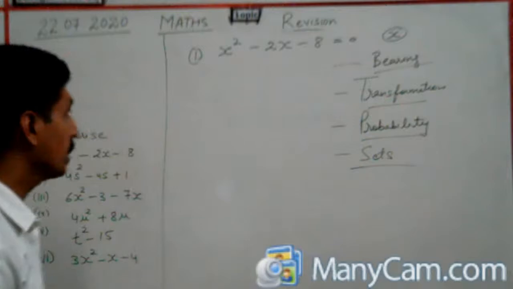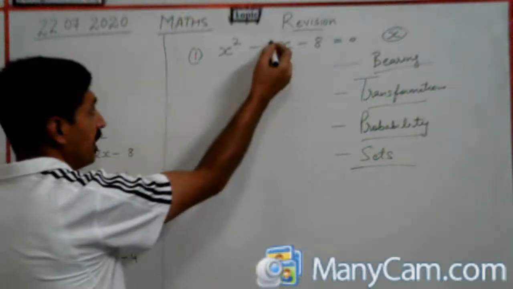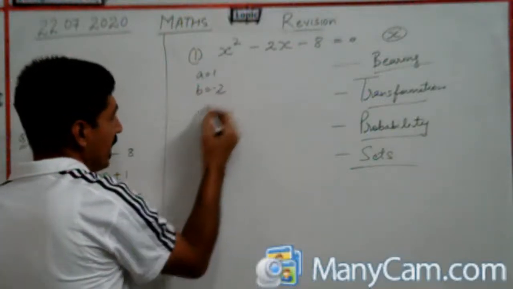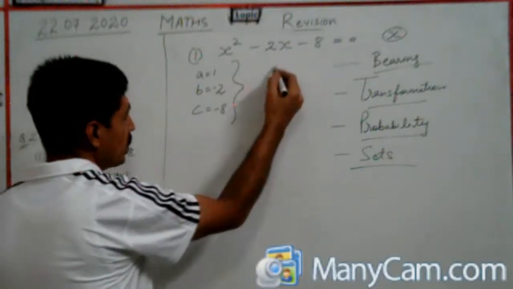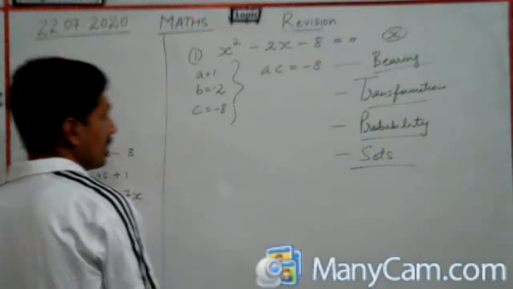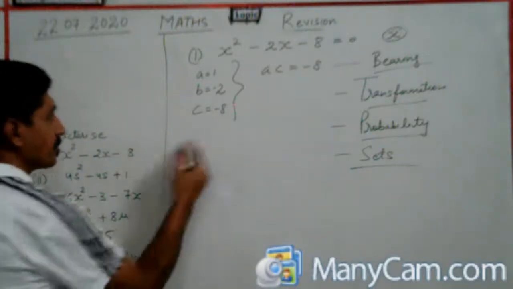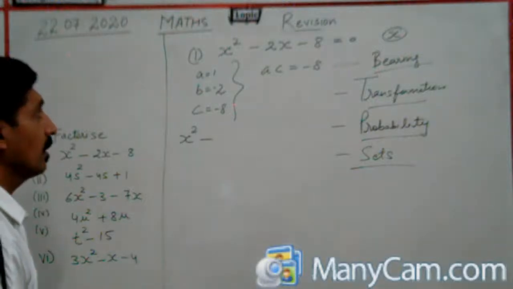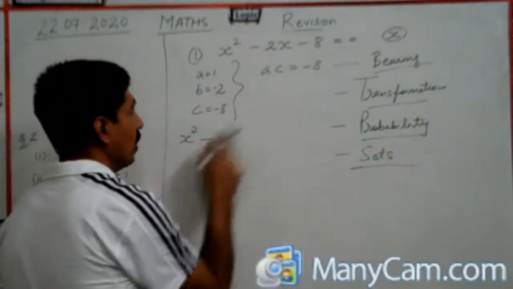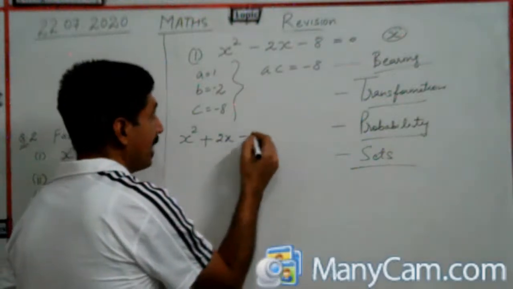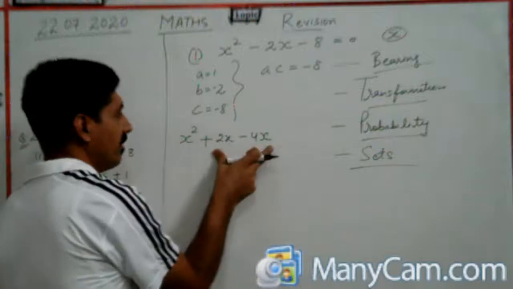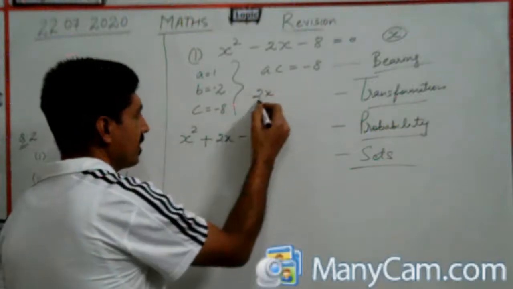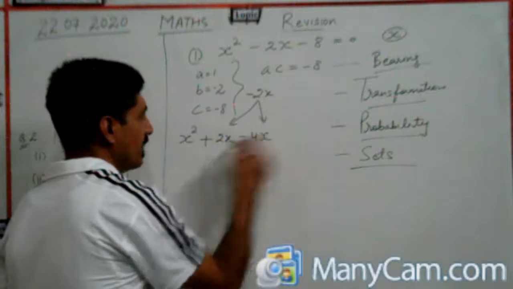Now, for the middle term: a into c, where a is 1, b is minus 2 and c is minus 8. So a into c is minus 8. How to divide this middle term? We can write minus 2x as minus 4x plus 2x. So we have split it into two terms.